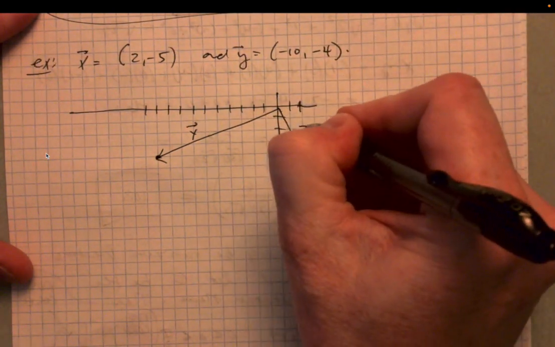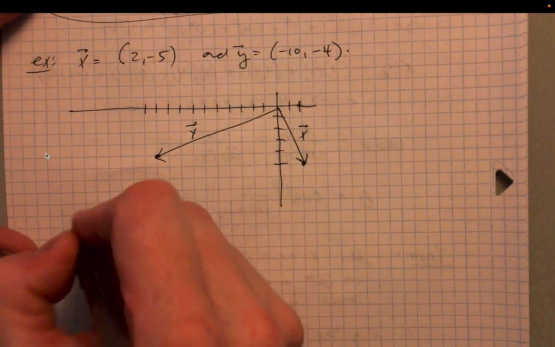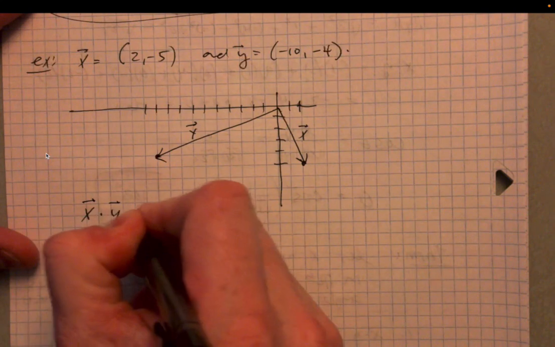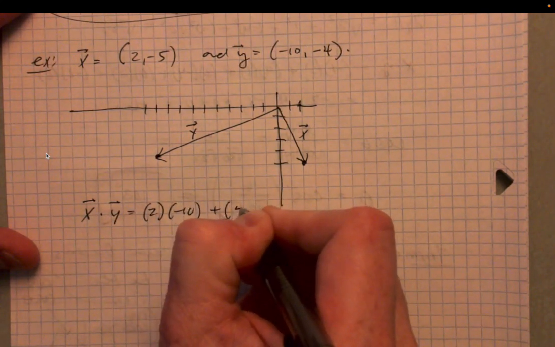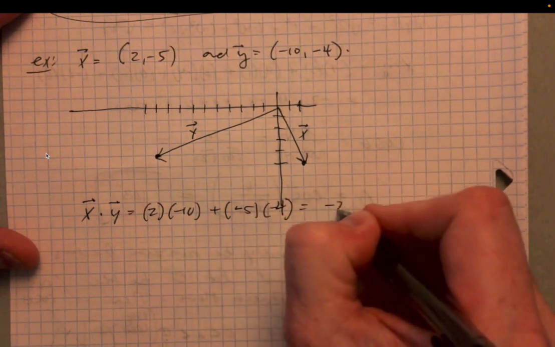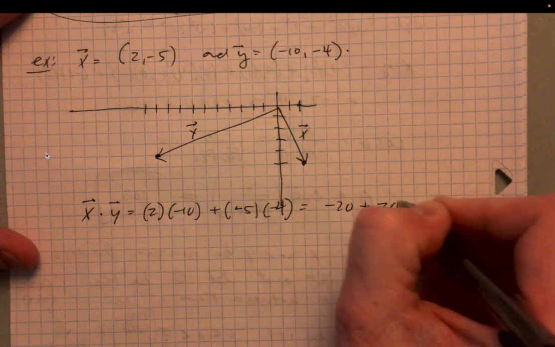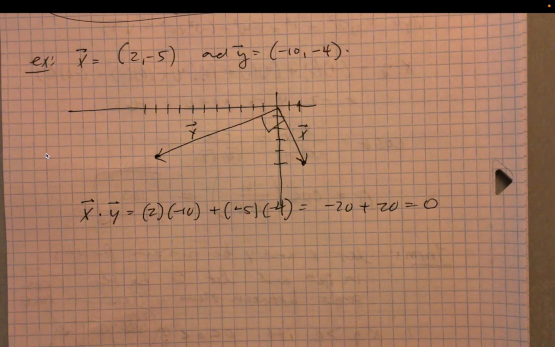There's your x. And these two vectors are actually orthogonal because x dot y is 2 times negative 10 plus negative 5 times negative 4. So of course you get negative 20 plus 20, which is 0. And indeed they look like they exist at right angles to one another. So this is an example of two vectors in R2 that are orthogonal.